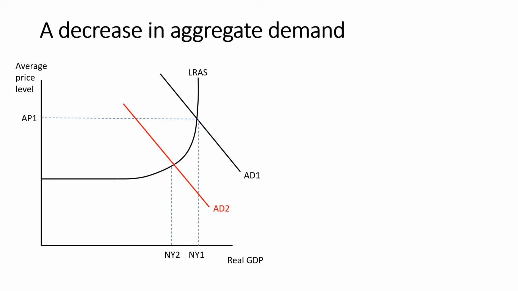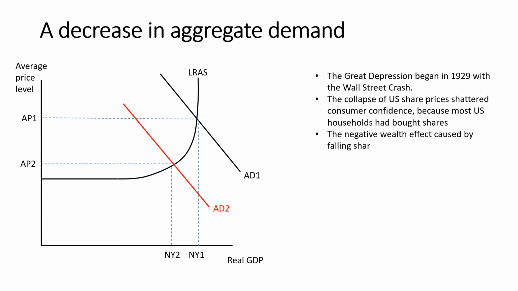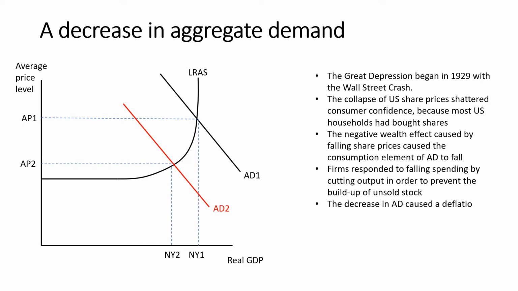Firms will also try to cut their prices in response to falling levels of spending, because they'll try to hold on to their market share. So what often happens is that you get deflation accompanying your loss of economic output. The Great Depression began in 1929 with the Wall Street crash. The collapse of US share prices shattered consumer confidence because most US households had bought shares. The negative wealth effect caused by falling share prices caused the consumption element of aggregate demand to fall. Firms responded to falling spending by cutting output in order to prevent the build-up of unsold stock. The decrease in aggregate demand caused the deflationary depression.